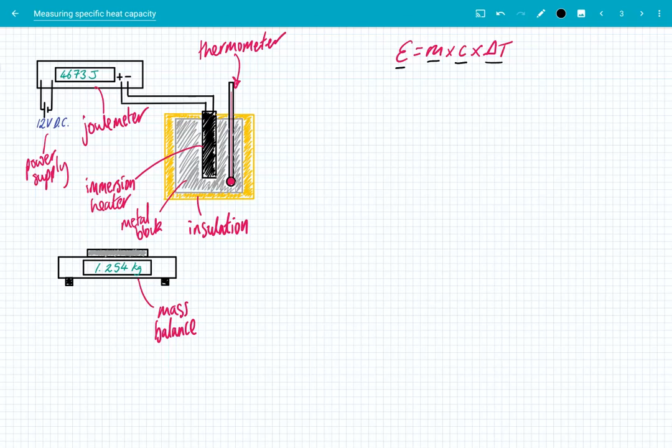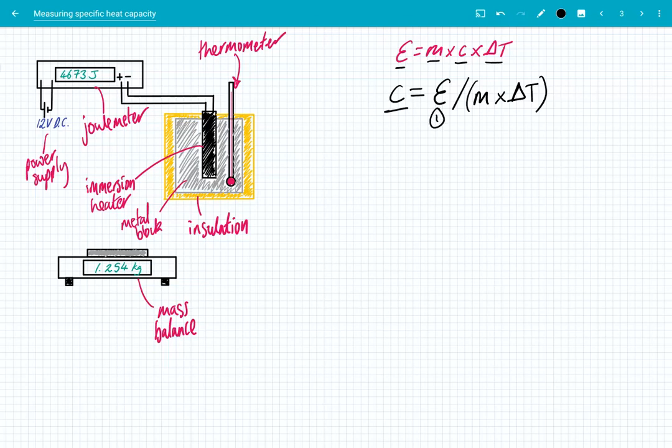But for this experiment, we want to know the specific heat capacity. So let's rearrange this equation. C is equal to the energy divided by brackets, the mass multiplied by the change in temperature. So if we want to know the specific heat capacity C, we just need 3 measurements.